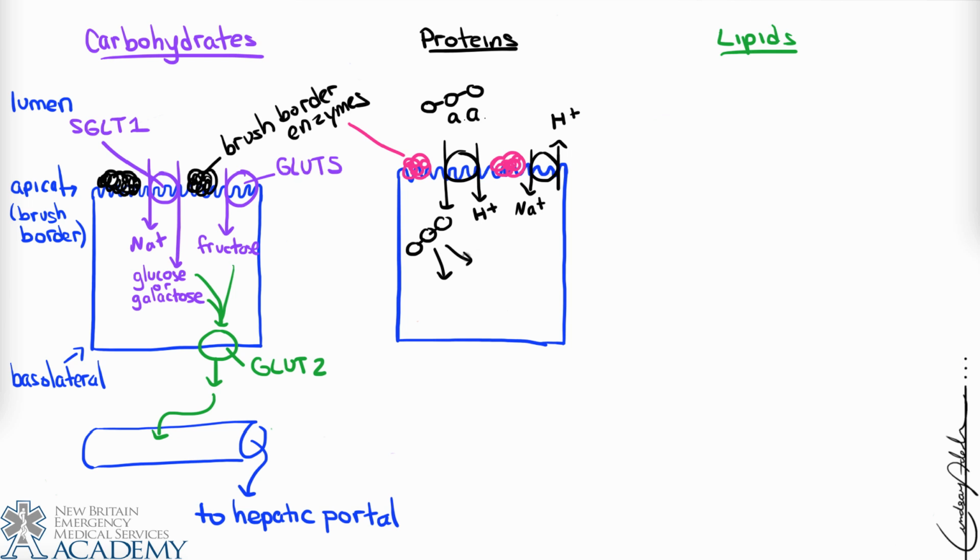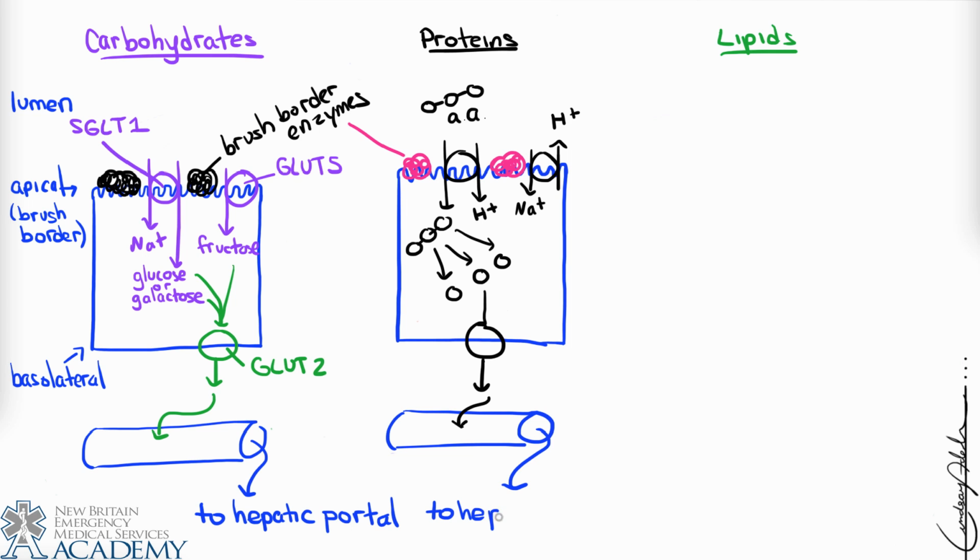And then when the amino acids are inside the cell, if they are in a chain of 2 or 3, so you have a dipeptide or a tripeptide, they're broken down inside the cell into single amino acids. We can use another transporter to move those amino acids into the ECF, where they will be collected into capillaries and travel to the hepatic portal vein. So again, carbohydrates and proteins are similar, and then what we'll notice is that lipids are dramatically different.